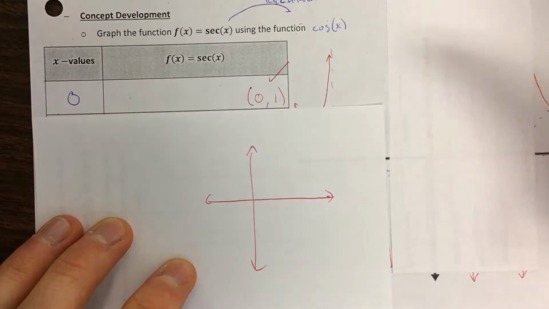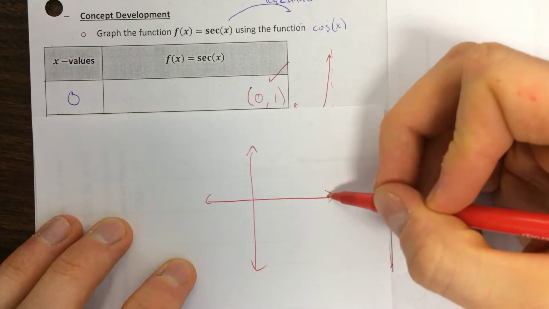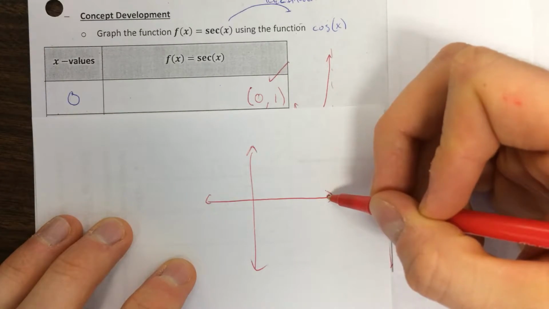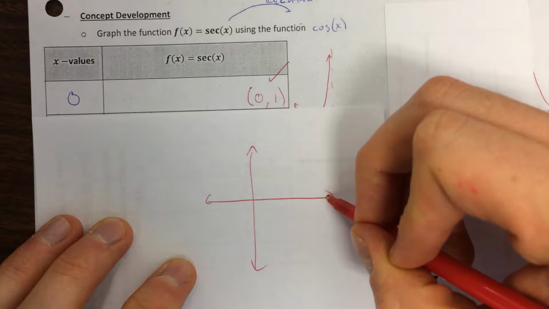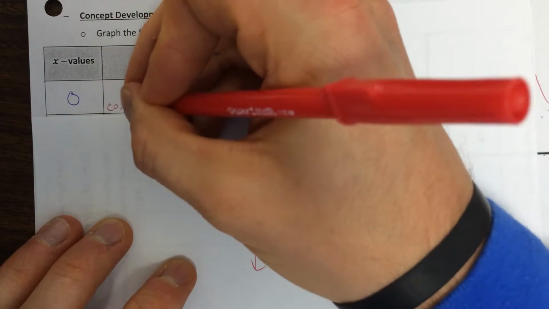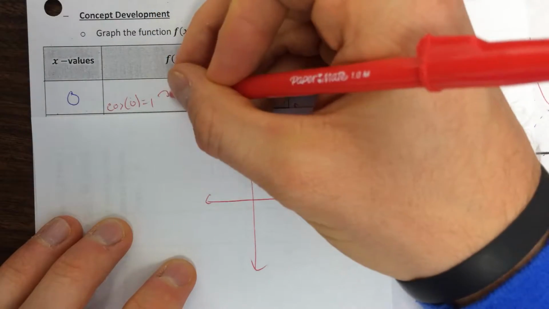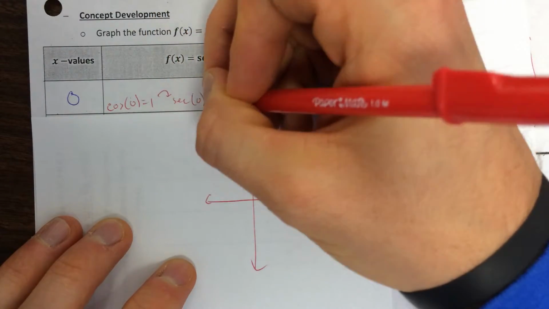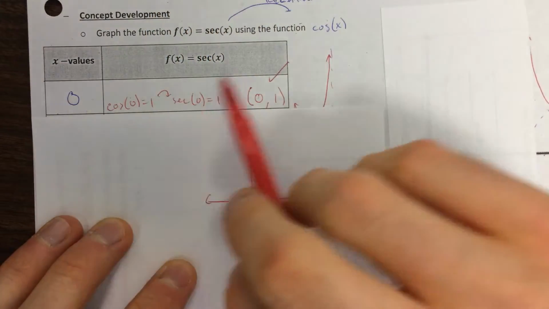The cosine value here at 0 is 1, which means cosine 0 equals 1, which means secant, the reciprocal, would also be 1. So our ordered pair here is 0, 1.